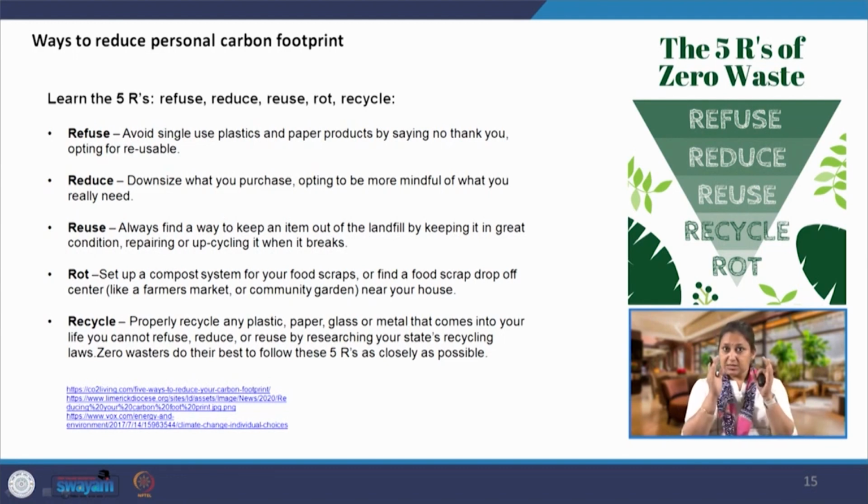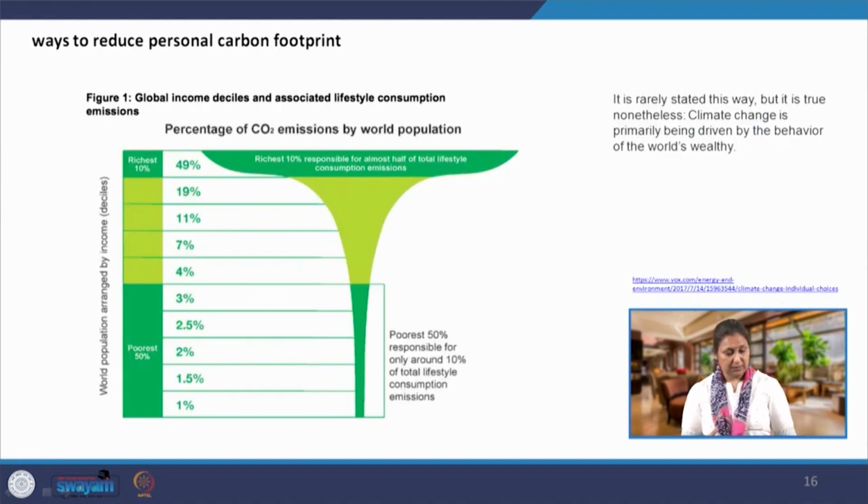So, this is to personally reduce the carbon footprint, and each of us has to become conscious of what our carbon footprint is. And it is unfortunate, but actually climate change is primarily being driven by the behavior of a very small population of the world's richest people.